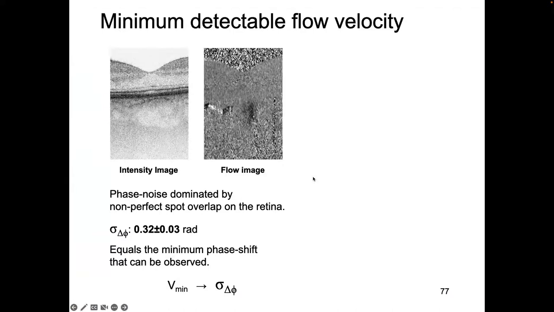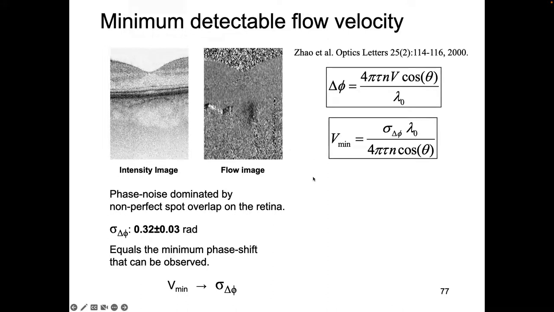So then we get to the minimum detectable flow velocity, and that is related to the variance in the phase that we measure. If you have a perfectly stable object, you can measure it repeatedly, and you should measure the identical phase. But it also allows you to determine the noise on the phase. So given a certain noise on the phase, what is the minimum velocity that you can measure based on that noise? This is an expression for the phase shift based on a certain velocity, and we can rewrite that, because we want to know what the velocity is as a function of the noise on the phase.